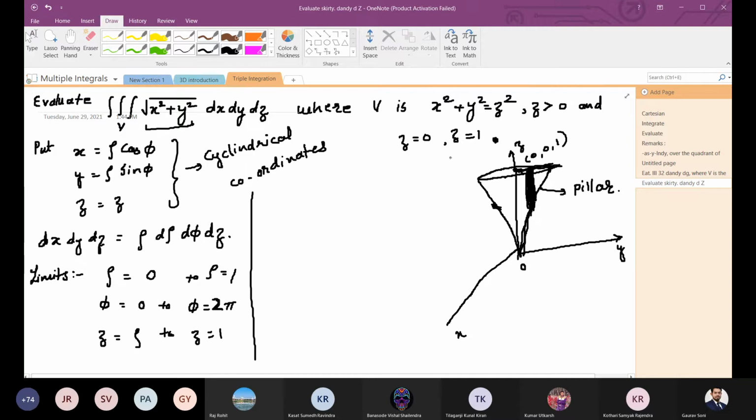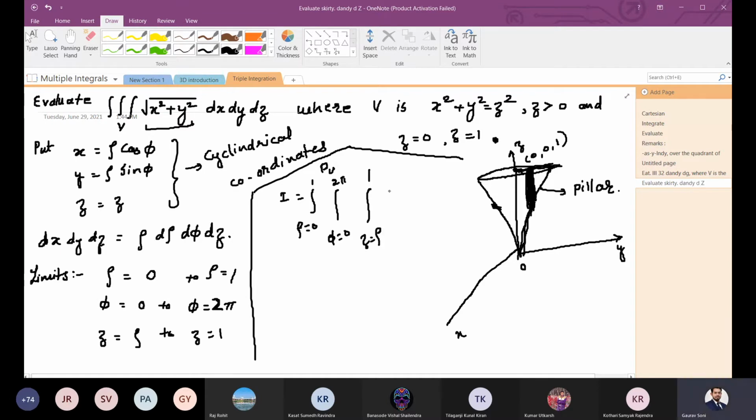So I will become integration. Rho is running from 0 to 1. Phi is running from 0 to 2 pi. Z is running from rho to 1. Under root x square plus y square is rho square, so this will become rho. And dx dy dz is rho dz d phi d rho.